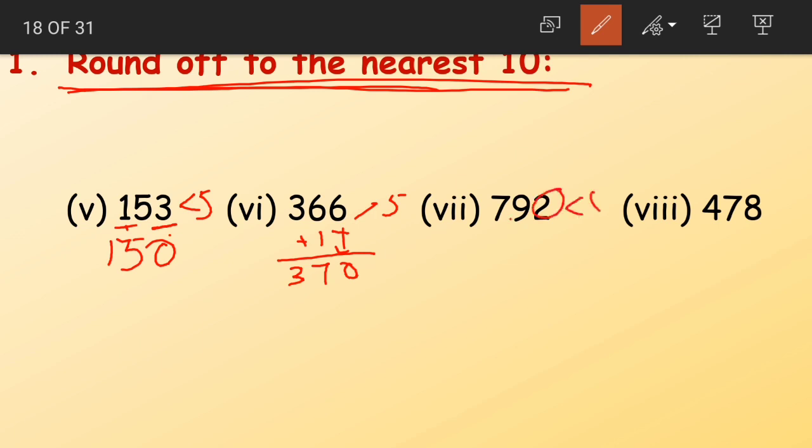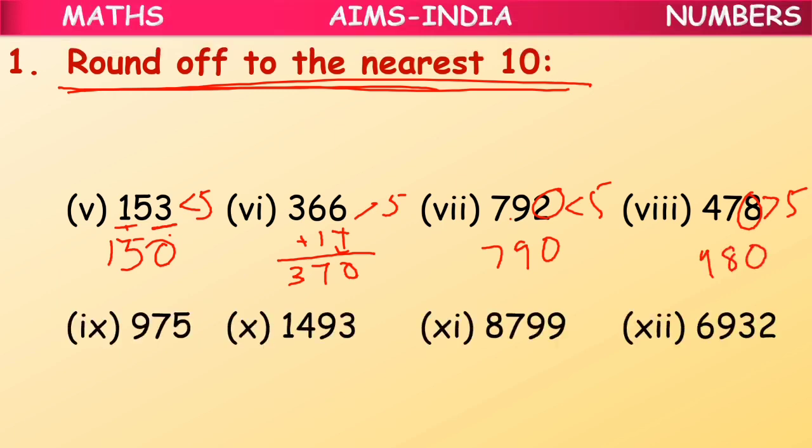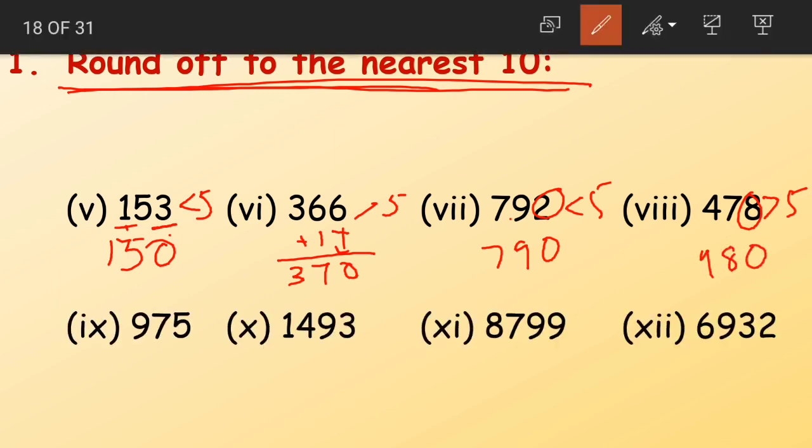2 is less than 5. So it will remain the same, 790. Now 8 is greater than 5. So 47 becomes 48 and then 0, 480. Yes, now moving on to question number 9.